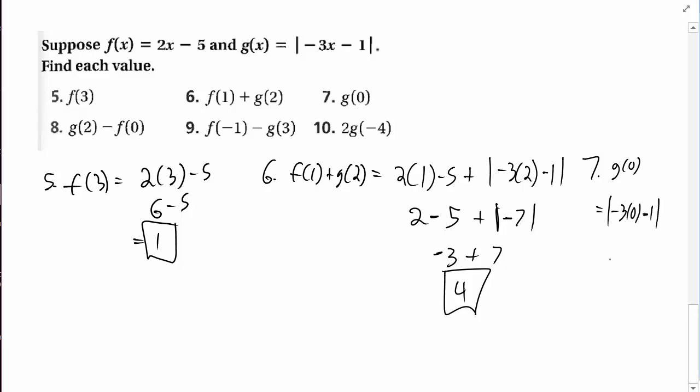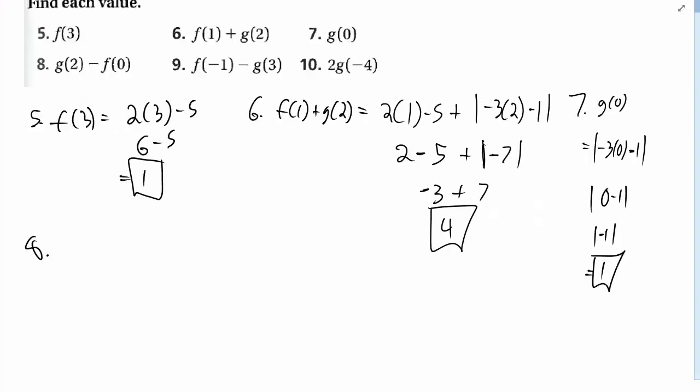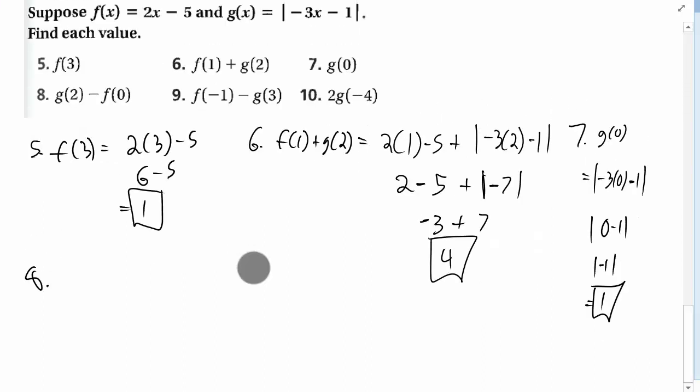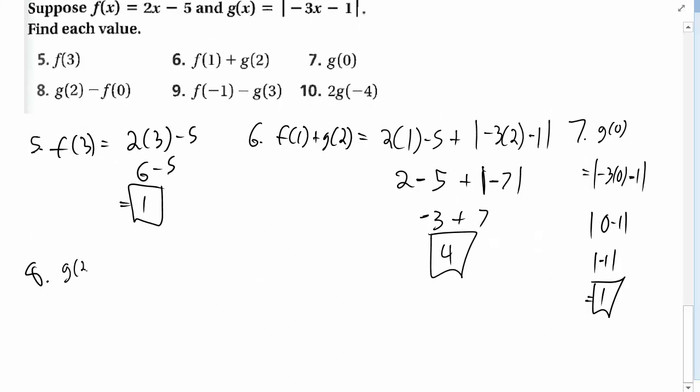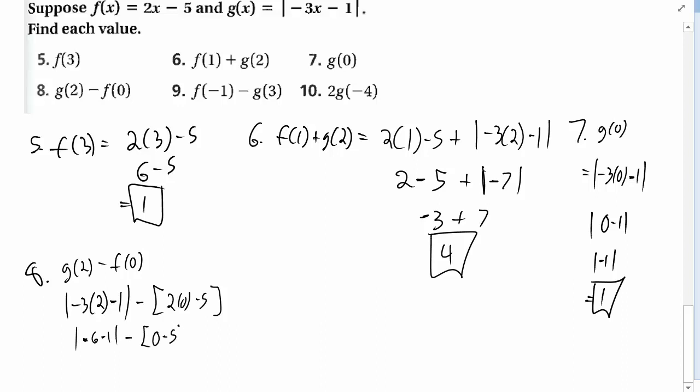Number 7 is a lot easier. Just plug in 0 into that. A lot of stuff just goes to 0. You get absolute value of -1, which is -1. At number 8, I plug 2 into the g, and I'm careful about how I subtract here. Notice how I'm going to use brackets when I subtract for the f of 0. I want to be careful here because you have to distribute the negative.